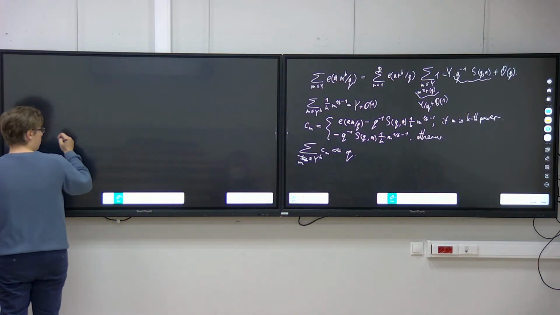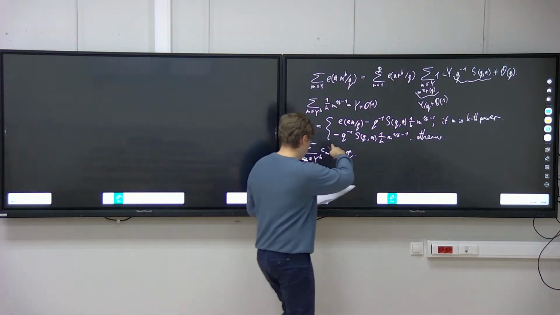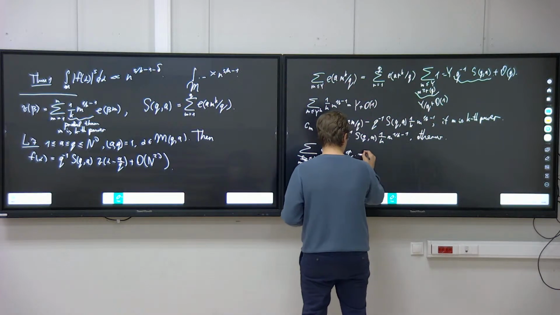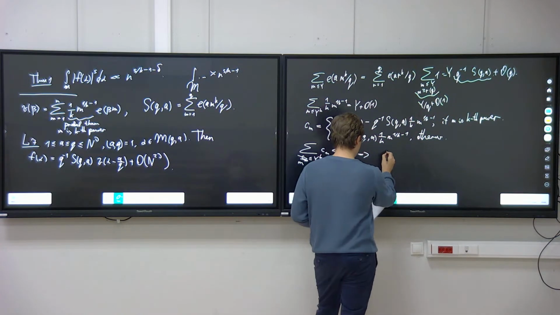And from this, we deduce that, hence, the sum. What is the sum?